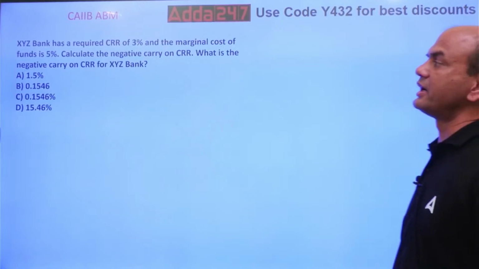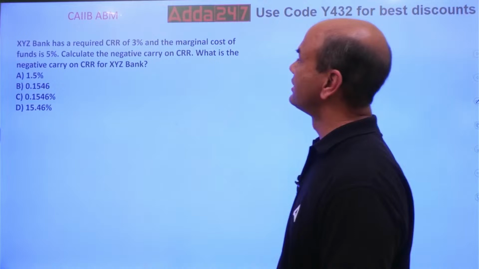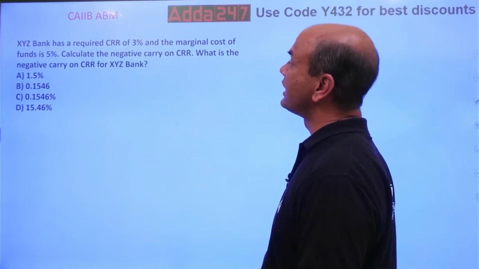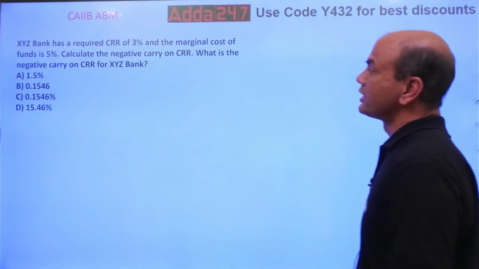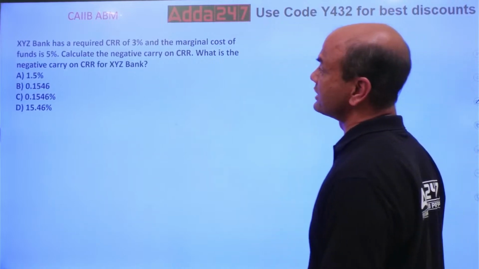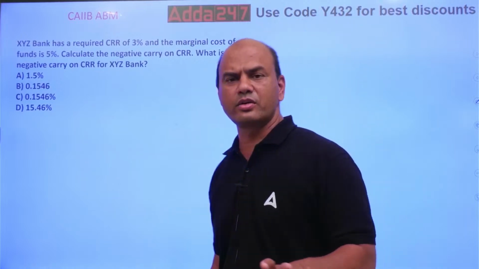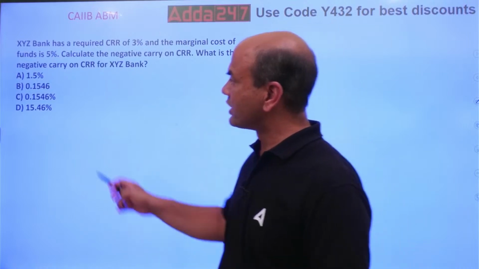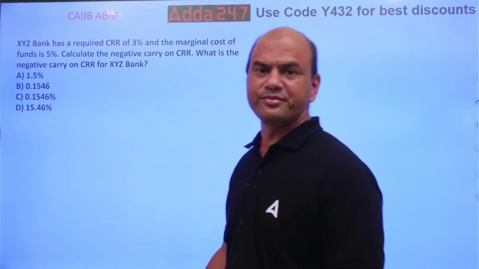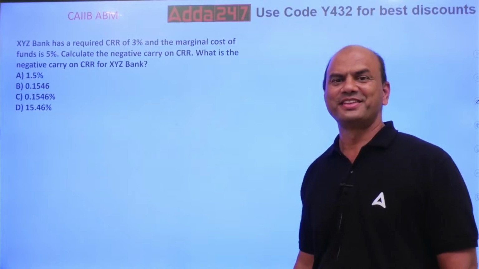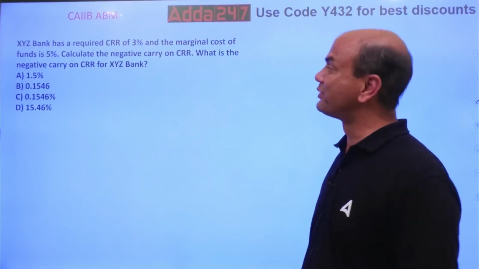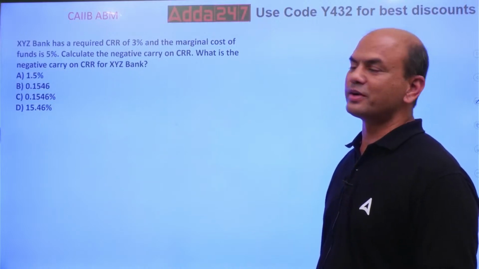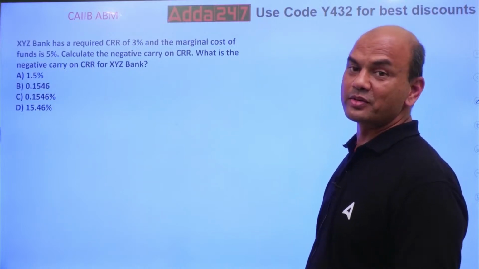XYZ bank has a required CRR of 3% and a marginal cost of funds of 5%. Calculate the negative carry on the CRR. What is the negative carry on CRR of XYZ bank? Basically you have to calculate the negative carry on CRR. Now what are we talking of? CRR of 3% and marginal cost of funds 5%. So you have to calculate a negative carry.